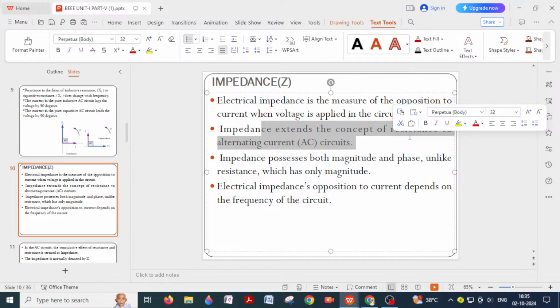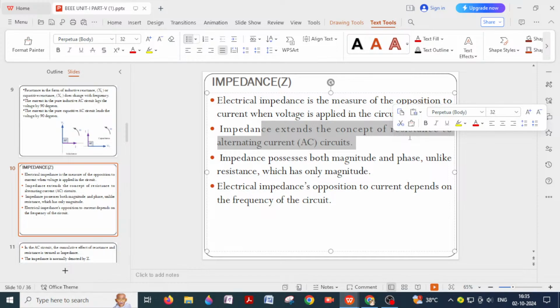But if I want to measure impedance, the impedance is the cumulative effect of both reactance and resistance. Impedance is denoted by Z, and it is given by Z is equal to R plus jX, where R is the resistance and X is the reactance. X can be inductive reactance or capacitive reactance, or it can be both inductive and capacitive.